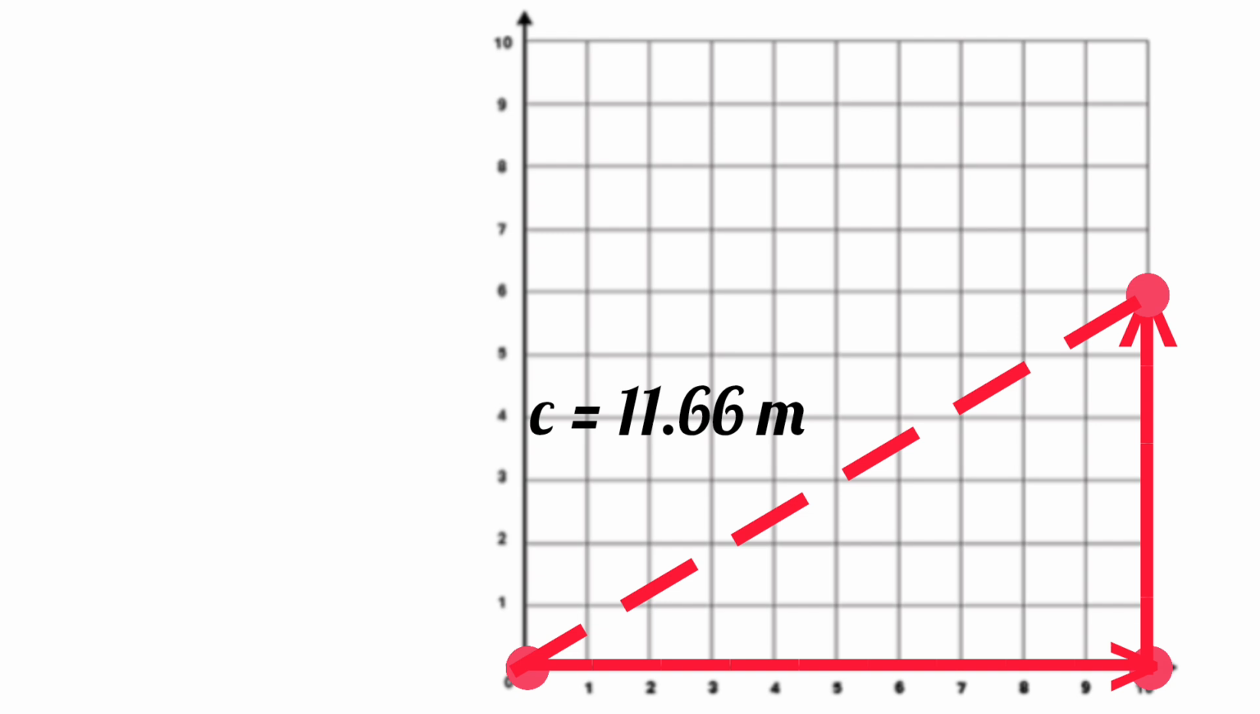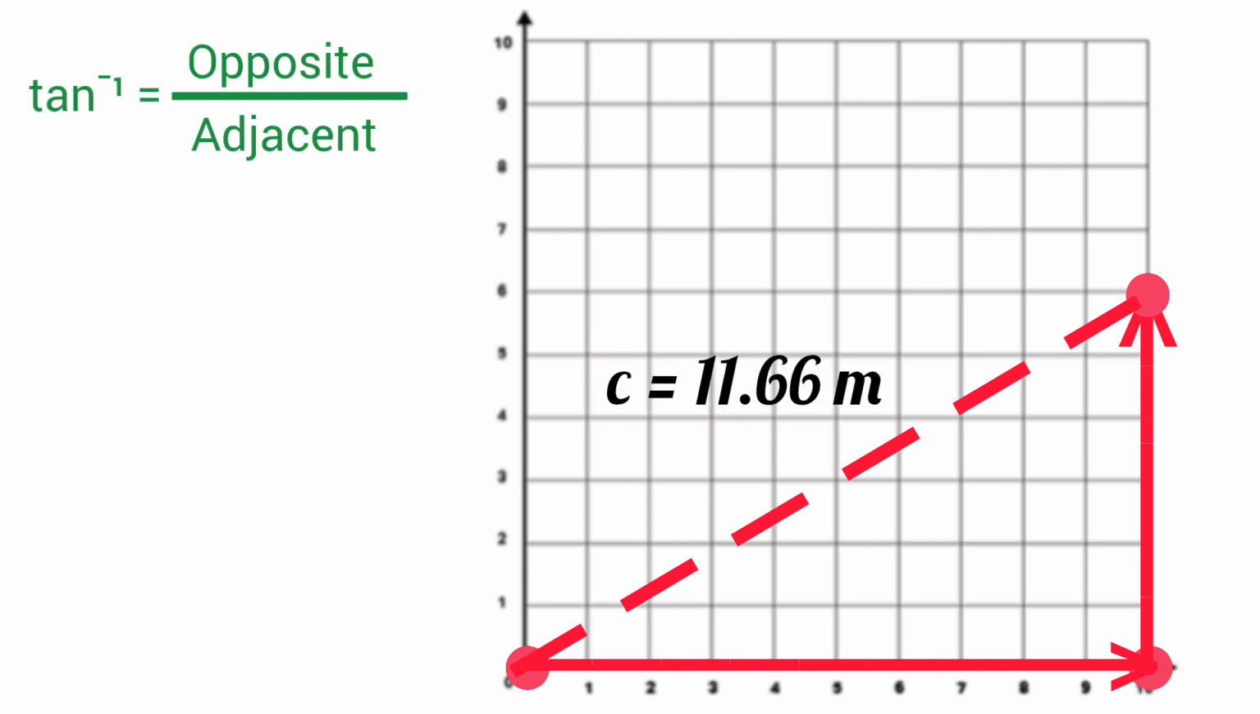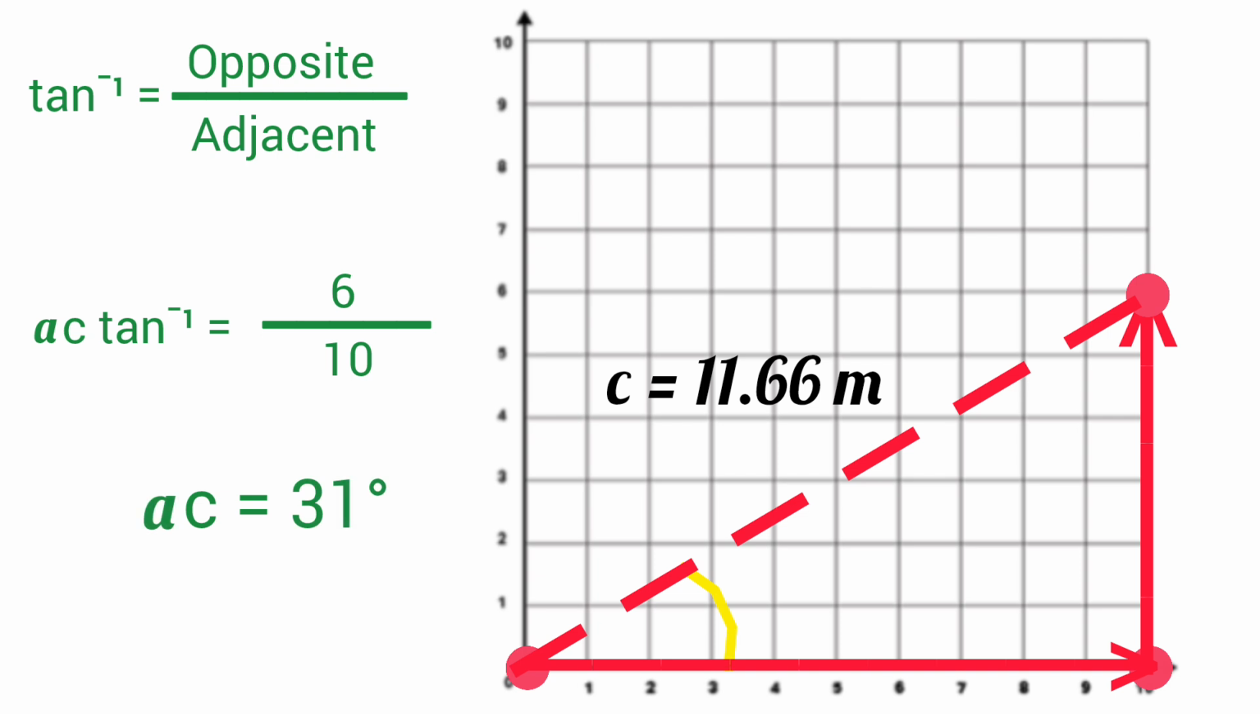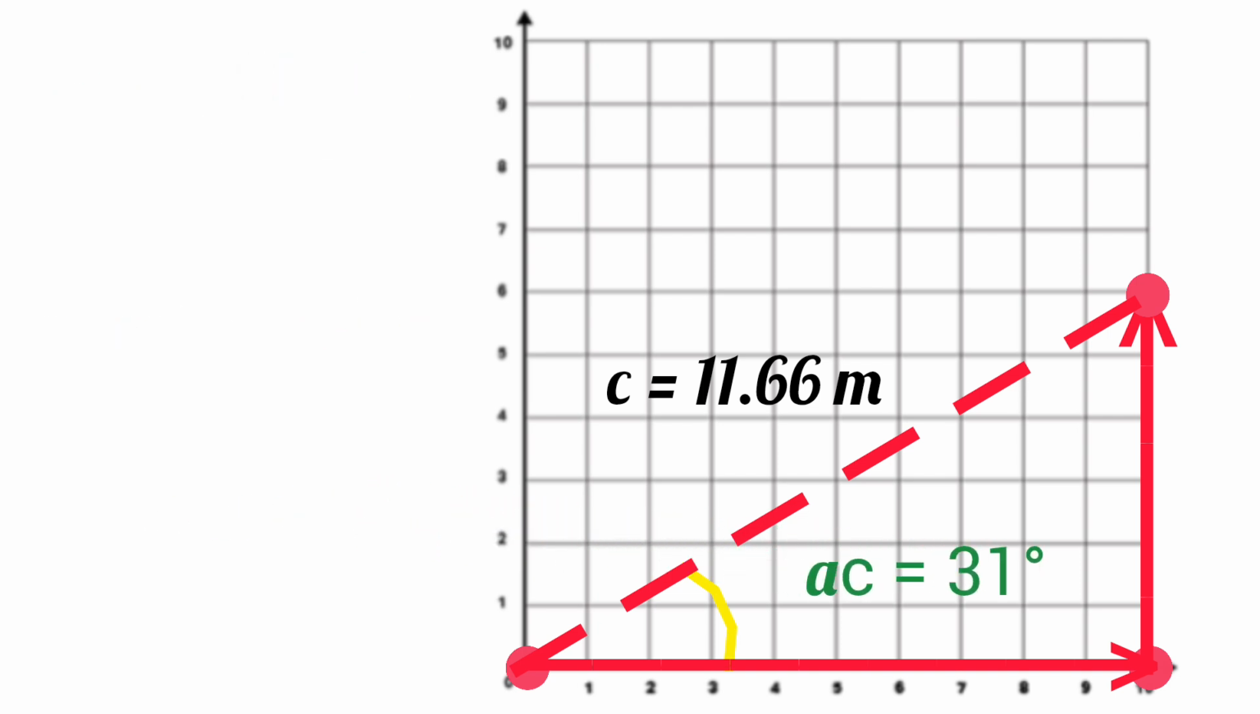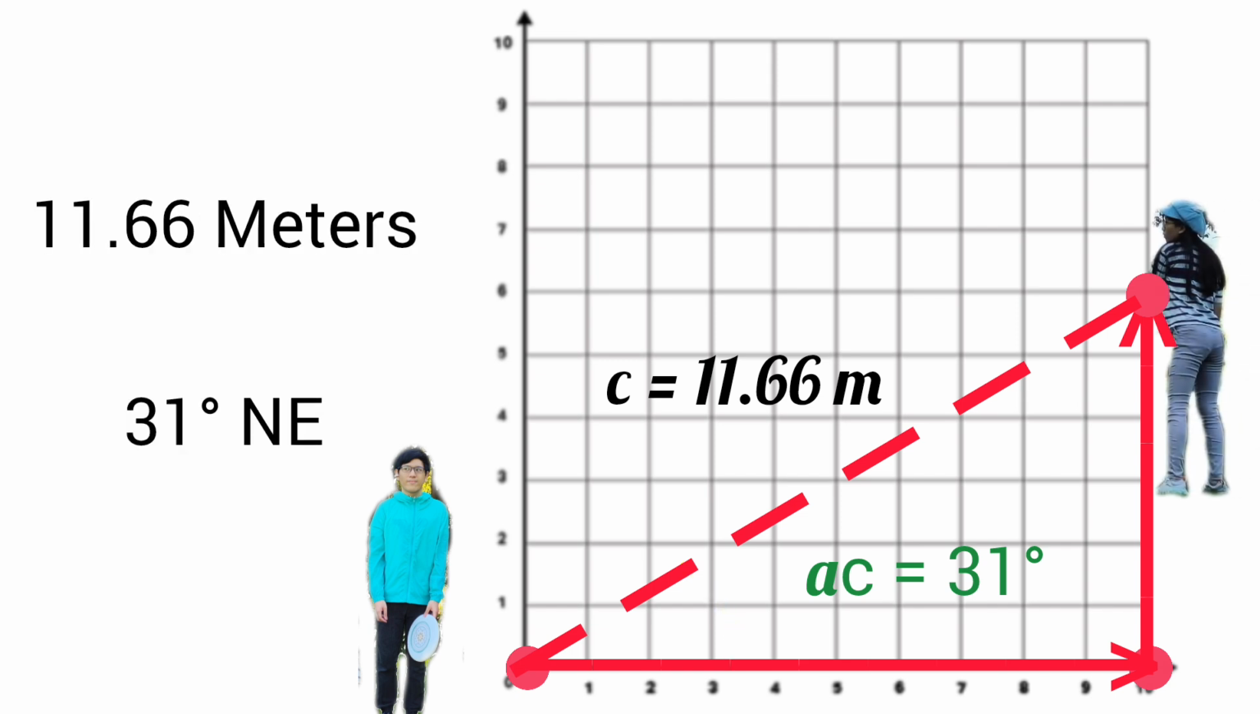Then we use the arctan function to calculate the reference angle. Plug the values into the formula, and finally simplify, and then we get our answer, which is 31 degrees. So to throw the frisbee directly to Hannah, I have to throw it 11.66 meters at 31 degrees northeast.